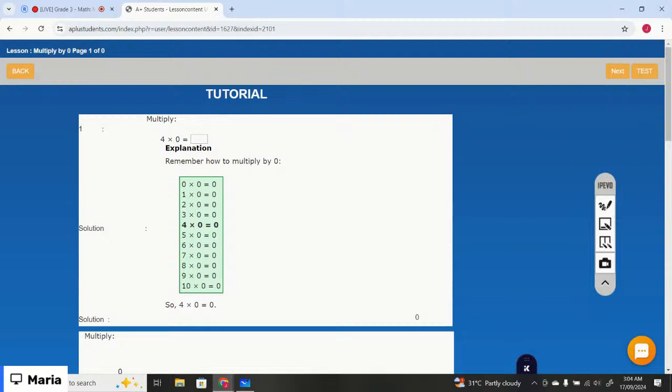So the next one is 4 times 0. So which is the correct option? Any number when multiplied by 0 makes everything 0, right? Whatever number it is, if you are multiplying the numbers with 0, the answer is always a 0. You can see here 0 times 0 is 0, 1 times 0 is 0, 2 times 0 is 0. So no matter what the number is, you are multiplying it with 0, the answer is 0.